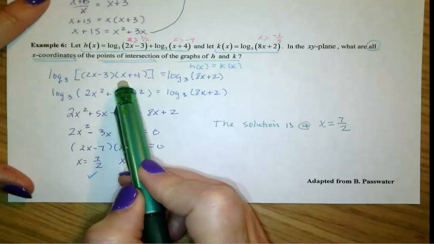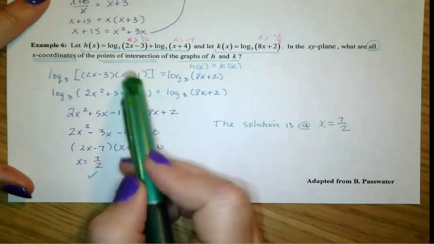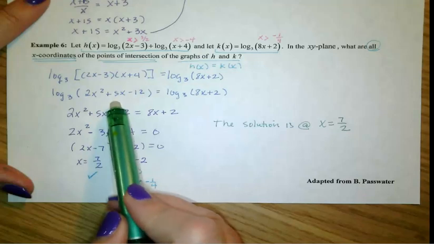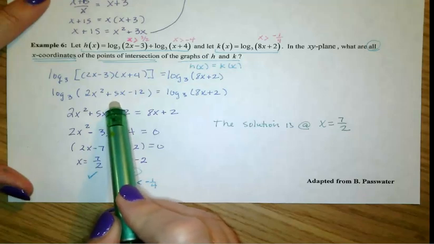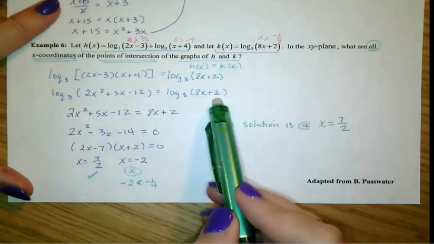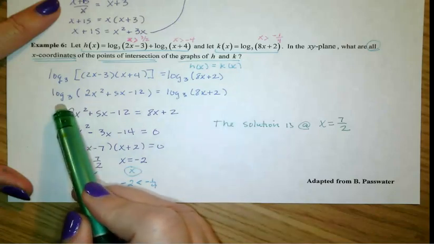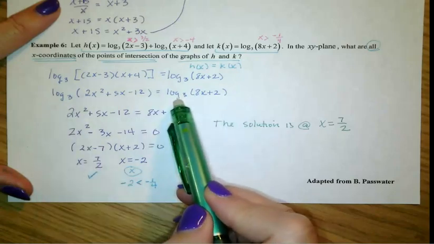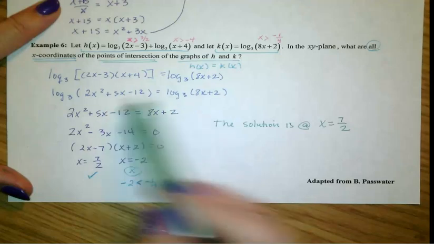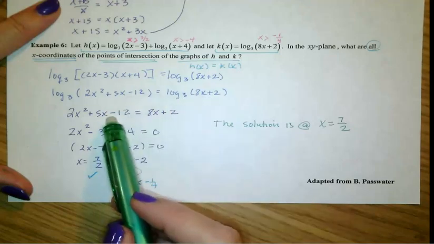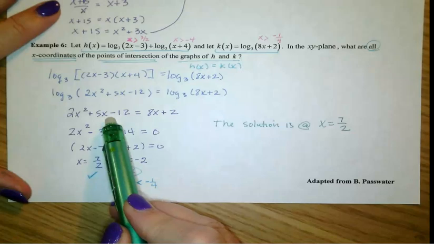So now this is like form 2, one log on each side. So I FOIL this together to see what the actual argument is going to be. And then I can equate my arguments because it's log base 3 on this side, which is the exact same as log base 3 on this side. So the arguments have to be equal. And so that's what I have in the next statement.